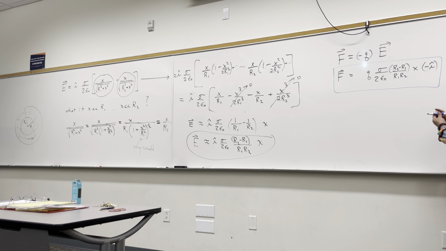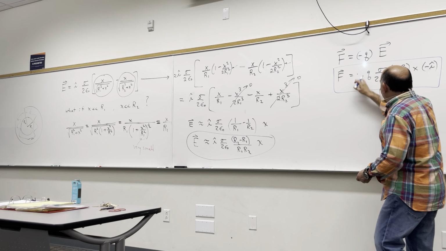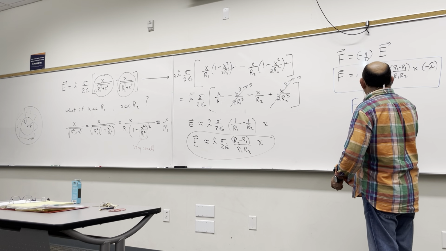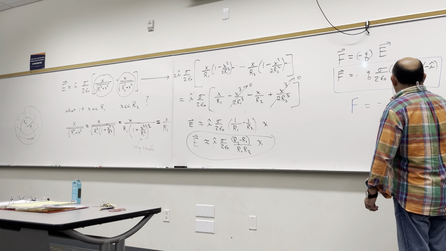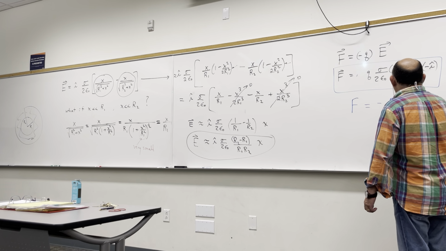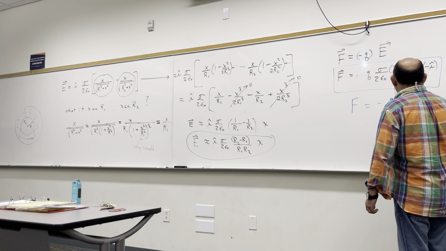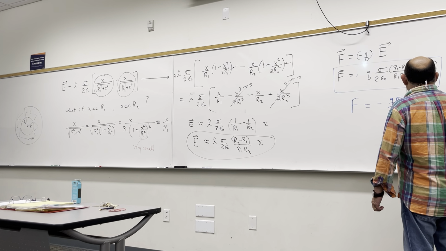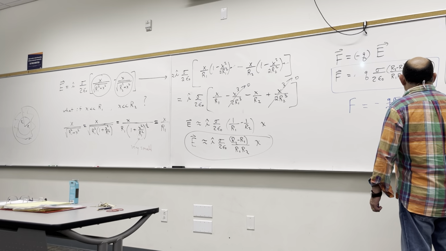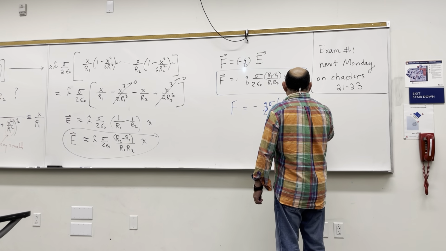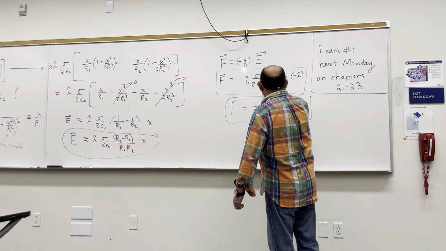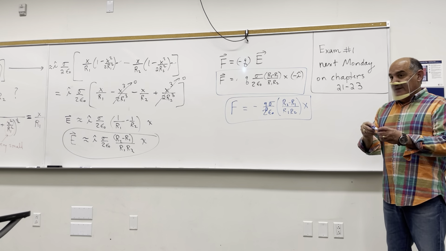In fact, how about I do this? Maybe I'll write it like this, so this looks more familiar. Minus Q sigma over 2 epsilon naught, R2 minus R1 over R1 R2, times x. Does this look like something you saw before? In physics 185?